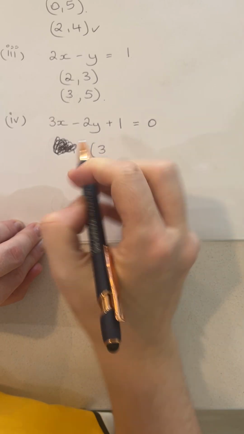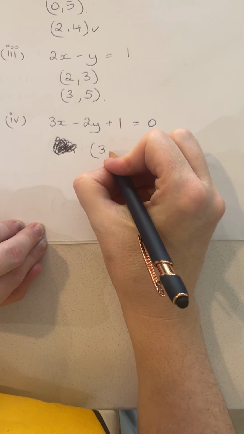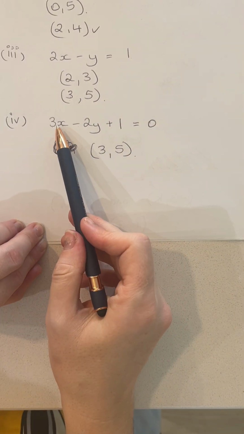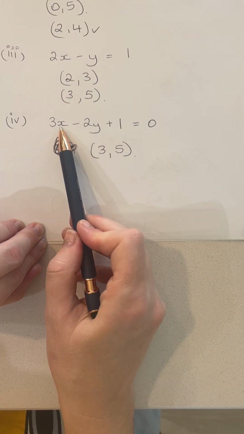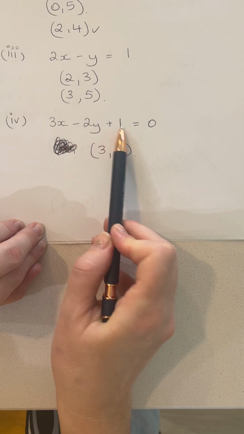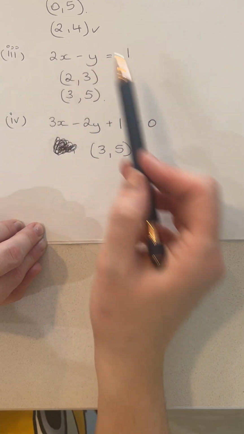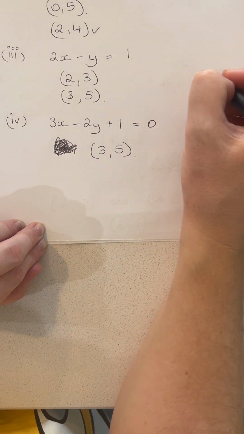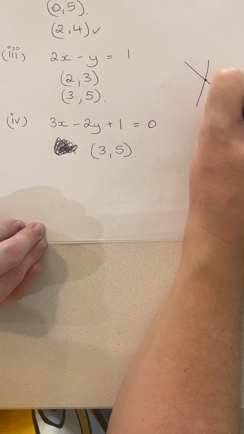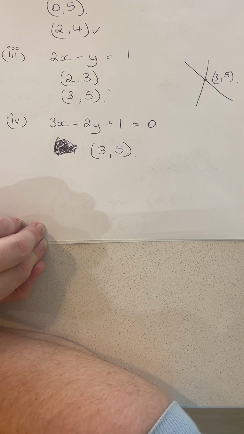Maybe 3, so 3 3s are 9. And then maybe (3, 5). Let's check if (3, 5) is on that. So 3 3s are 9, minus 2 5s are 10, plus a 1 is 0. So that point happens to be on both these lines. So if you were to draw these two lines, that's the point where they might cross over or intersect. Just so happens it's on both of those lines.